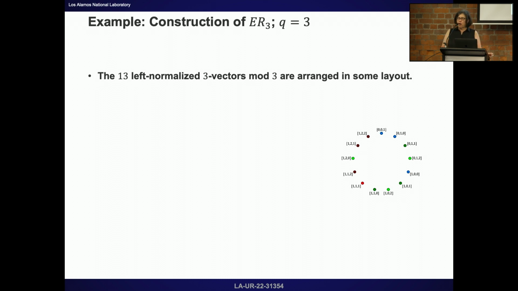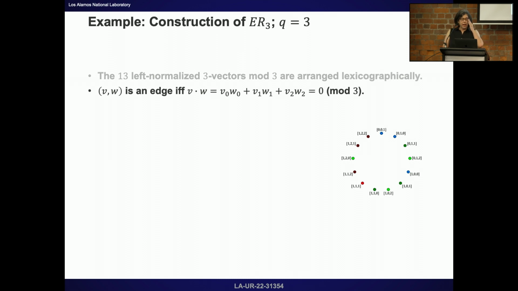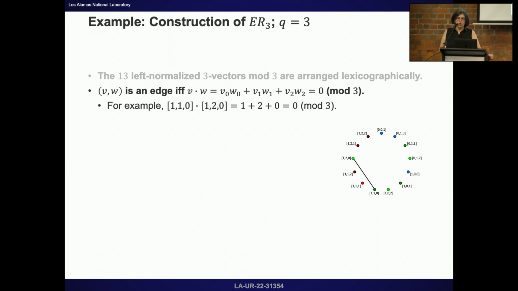So I'm going to do a quick example. Let's say our prime is 3, and we just arrange the vectors mod 3 in some layout. I just did lexicographic here because it was easy. So you've got an edge if the dot product is 0 mod 3. For example, 110 and 120, that's going to be 1 plus 2 plus 0, and that's 0 mod 3. So you've got an edge there. And these are all the edges. This is the graph right here.